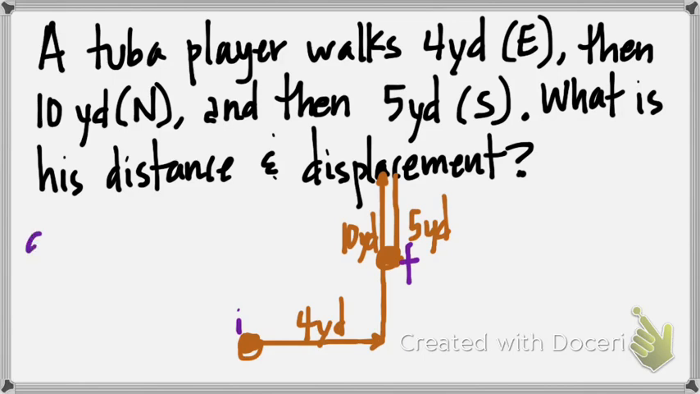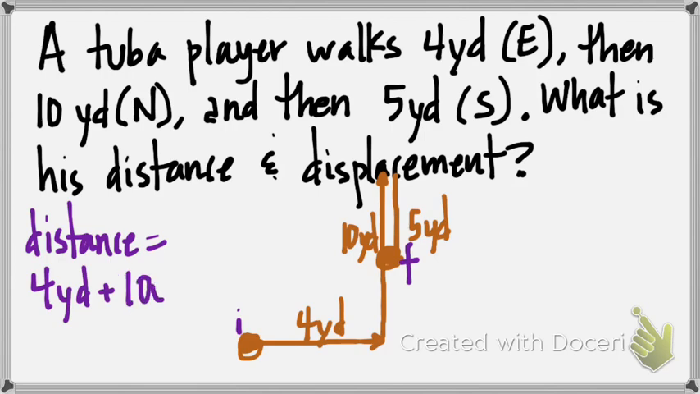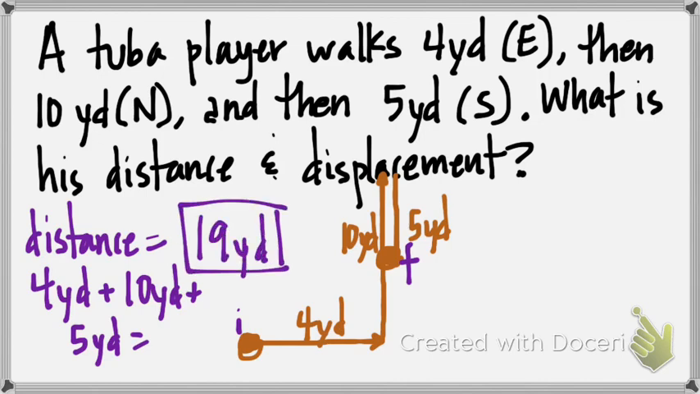Now, when I'm dealing with distance, it's total length traveled. So, basically, we went 4 yards plus 10 yards plus 5 yards. So, my distance traveled is going to be 19 yards. Whereas my displacement, that's a little bit different.